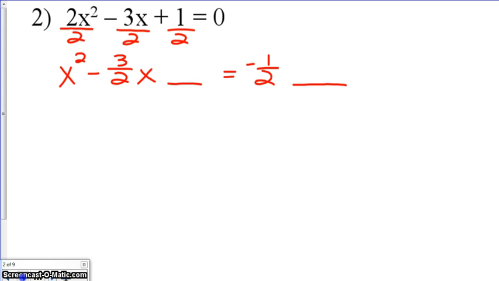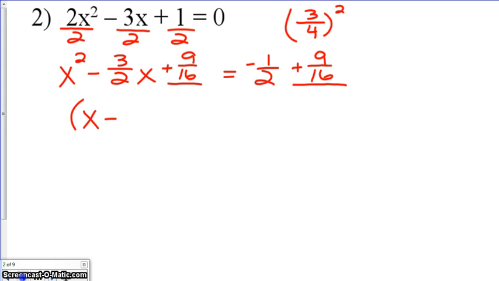Another space. Now we're going to take half of 3/2 and square it. So half of 3/2 is 3/4 quantity squared, which gives me 9/16 to add to both sides. Once I simplify that, my half was 3/4, so that's the amount that goes inside my parentheses, quantity squared.